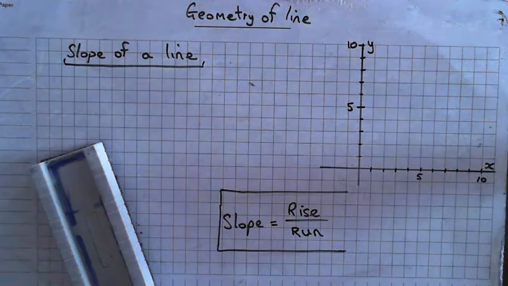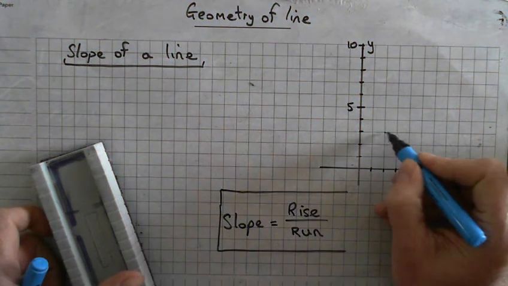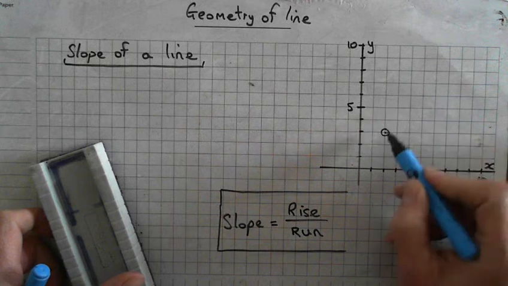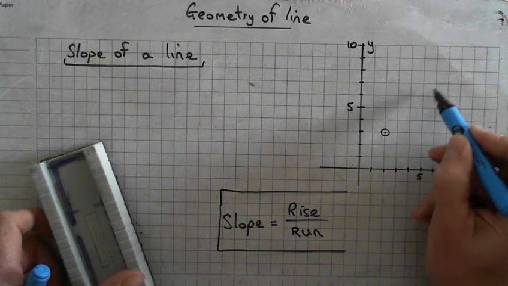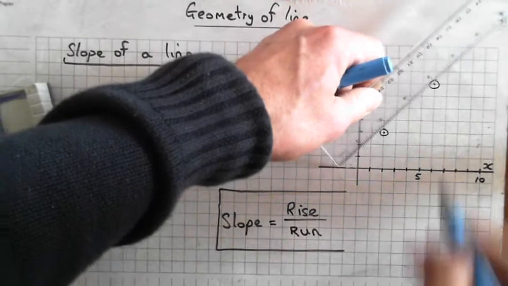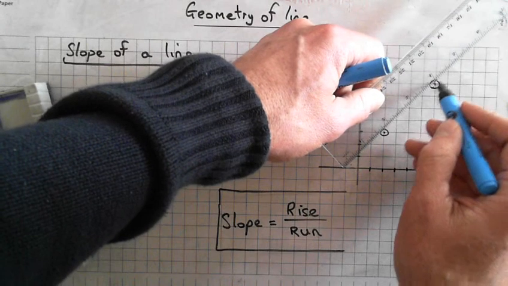Of a line. So let's say I pick 2 points. So there's 1 point, and we'll pick another point over here. Make the first one nice and easy. There's 2 points, and we'll draw a line.